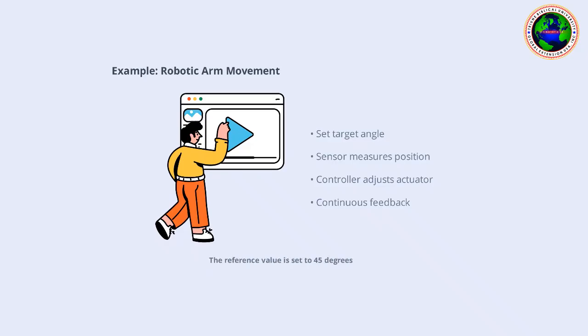The reference value is set to 45 degrees. The sensor detects the arm is currently at 40 degrees. The controller calculates the error, 5 degrees, and sends a signal to the actuator. The actuator moves the arm and the sensor keeps checking the angle until it reaches the target. This process happens quickly and continuously, ensuring precise movement.